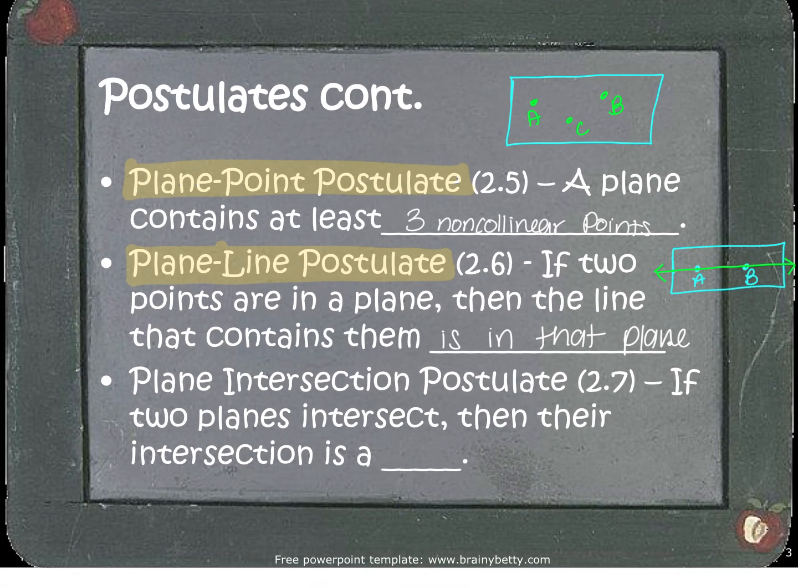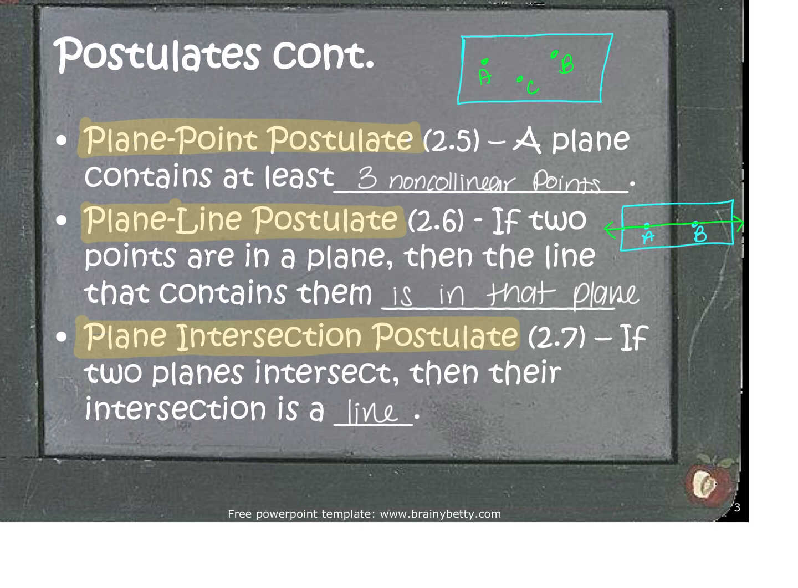All right, and then looking at the last one, plane intersection postulate. So we did line intersection postulate. Now we're specifically talking about a plane. It says if 2 planes intersect, then their intersection is a line. So I'm going to draw that as best as I can.